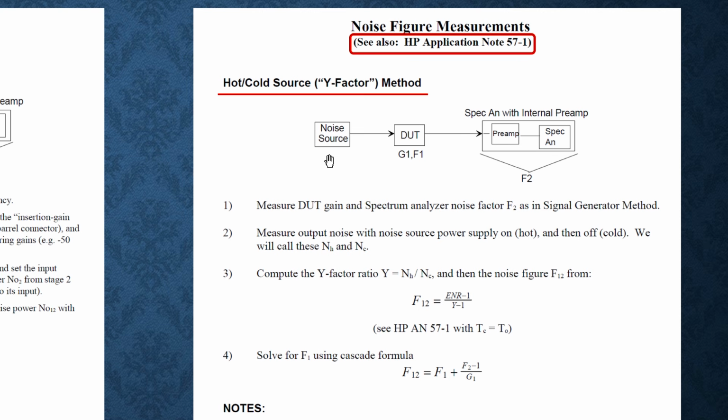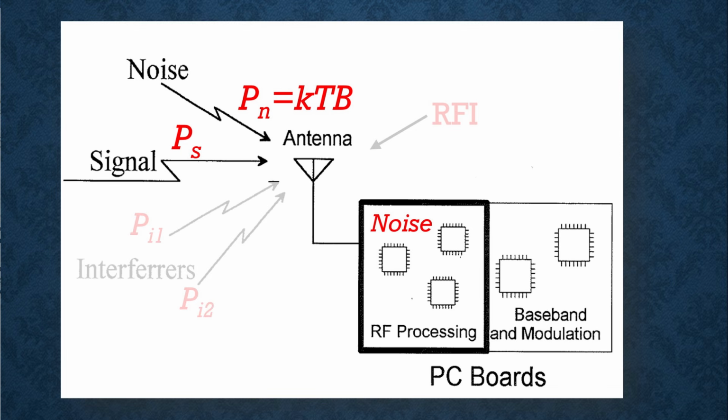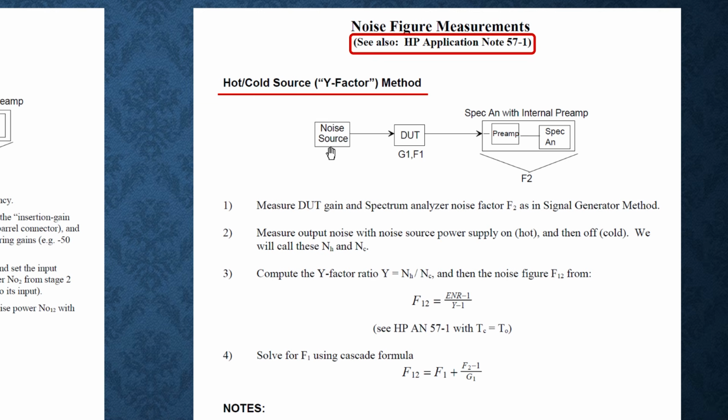Then you hook up this so-called noise source and turn it on, and then it is what's called hot, because remember, noise is kTb and T is temperature. When you turn this thing on, it produces a lot more noise, and that's equivalent to operating at a higher temperature, T. So that's why it's called hot. And then you turn it off, and it's so-called cold, or room temperature, 290 Kelvin.